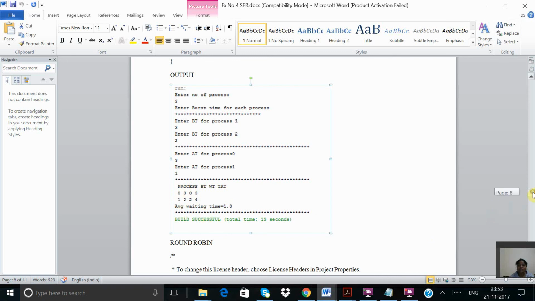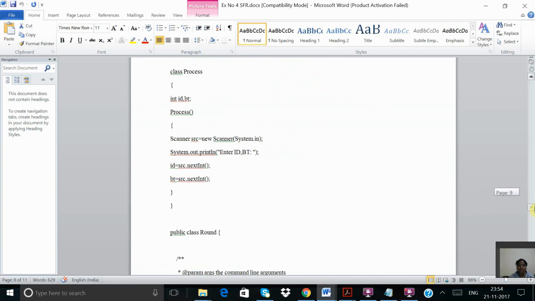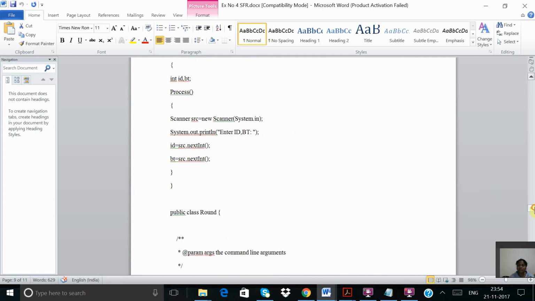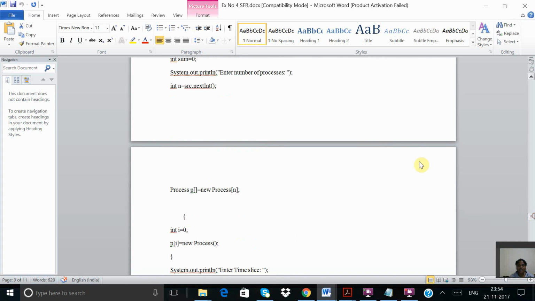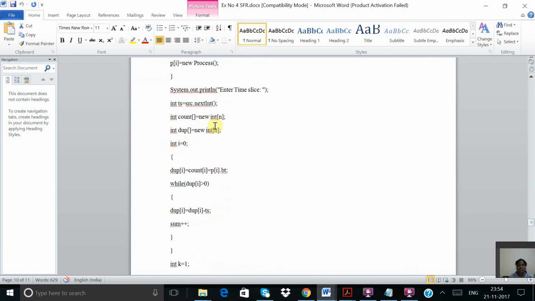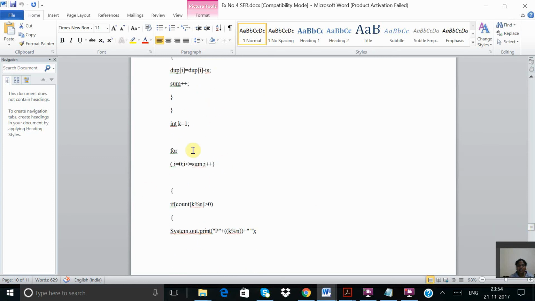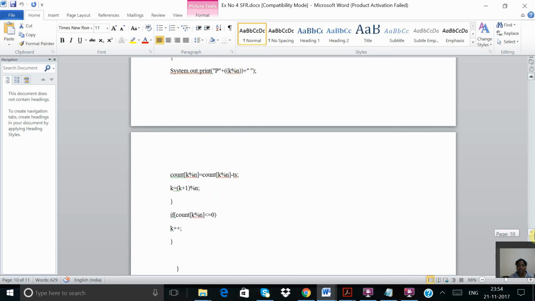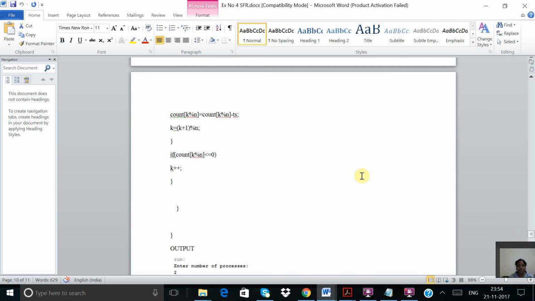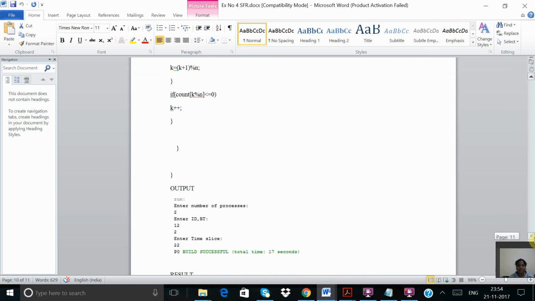Now the round robin method, we are going to discuss the processes which come in. Enter the number of processes. We are creating processes and the time for each process, initializing the count, and declaring some values so that it will calculate the burst time, using the time slice. The two processes have burst times of 12 and 2.